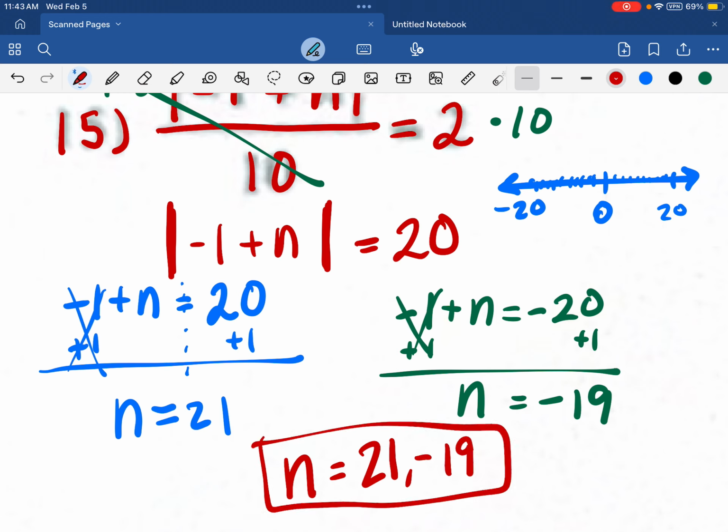Can you see how, okay, well, if it's negative 20 spaces from 0, then n has to be negative 19. If it's 20 spaces from 0, n has to be 21 to make this work. So there's two numbers that could make this work. We just have to make sure we're solving for both of them.